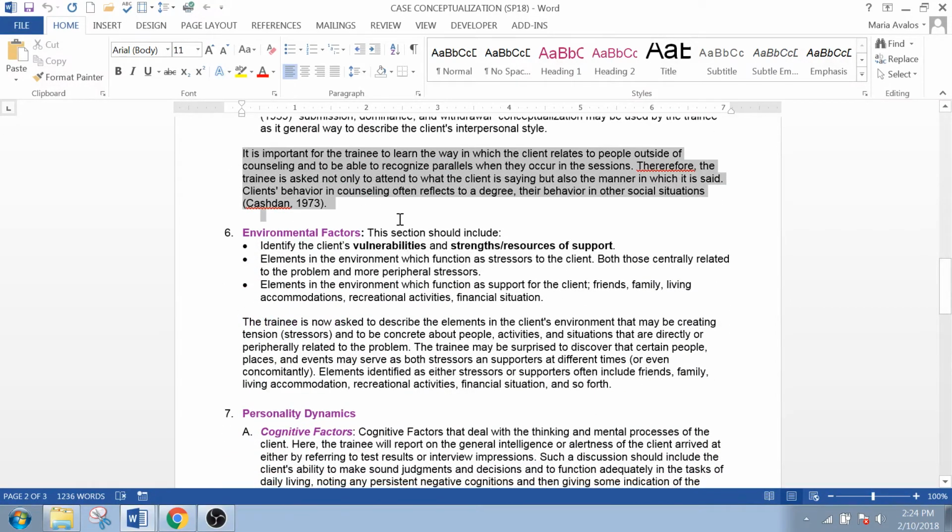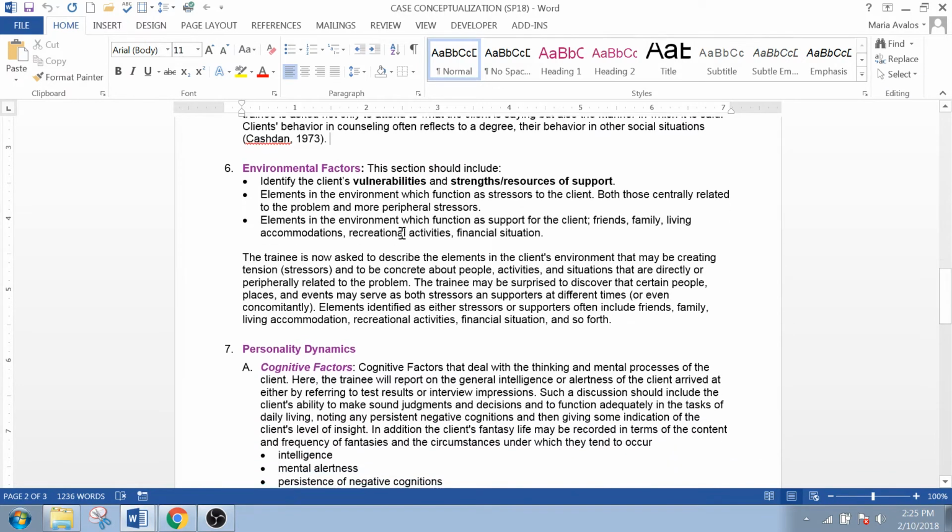Again, here's a more lengthy description of what we're looking for. It's important for the trainee to learn the way in which the client relates to people outside of counseling and to be able to recognize parallels when they occur in the sessions. Therefore, the trainee, or you, are asked not only to attend to what the client is saying, but also the manner in which it is being said. The client's behavior in counseling often reflects to a degree their behavior in other social situations.